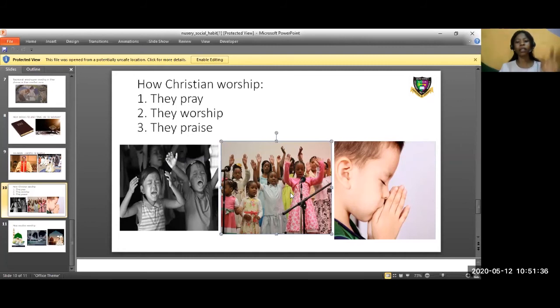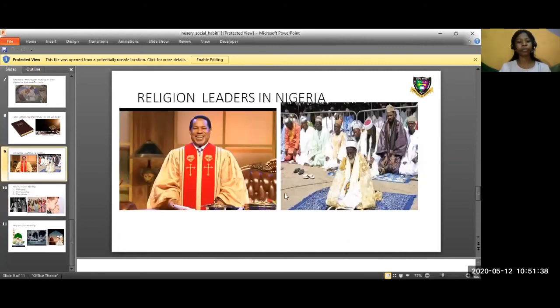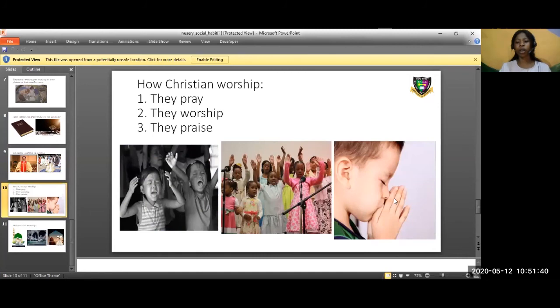So Christians worship. And the top picture, you can see the boy with his two hands close to his mouth and nose. His eyes are closed. He's doing what? He's praising God.